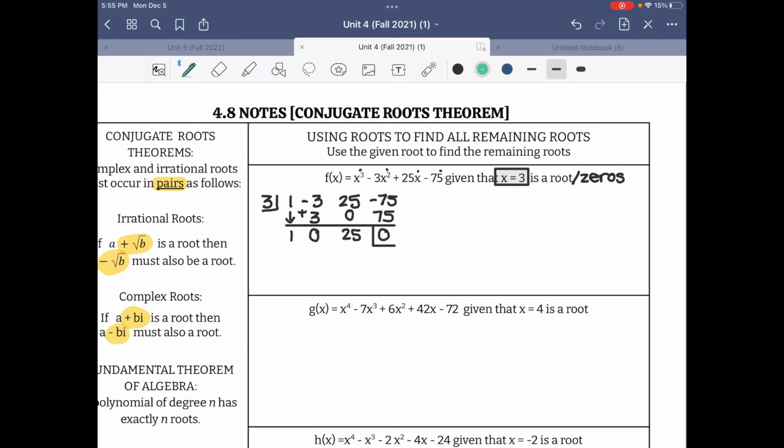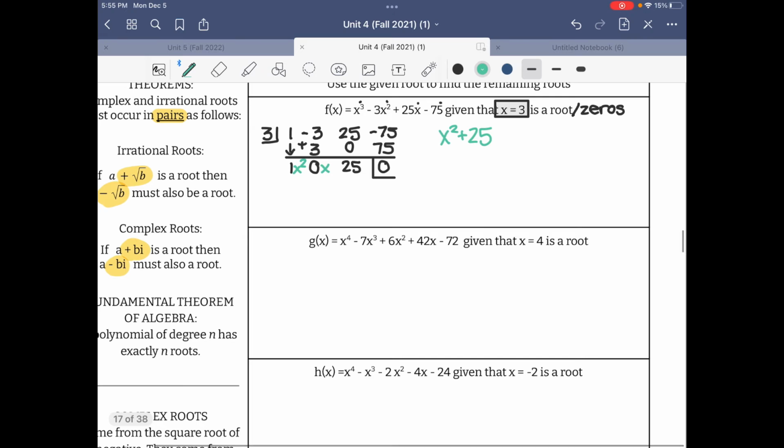And then I have to go through and add my x's back in there. The first one is always your constant. And then as you move to the left, you add powers of x. So that one's x, this one's x squared. Basically, that means I have 1x squared plus 25. And I need to find the remaining roots.